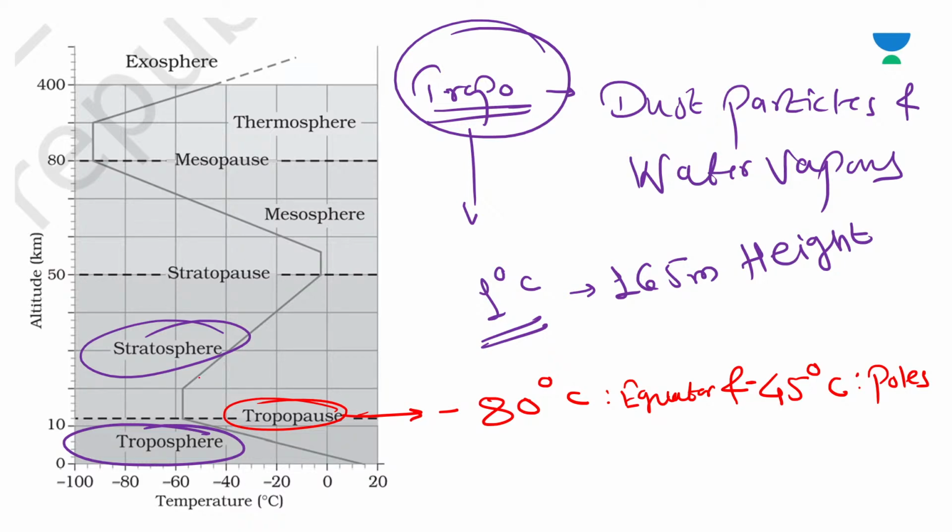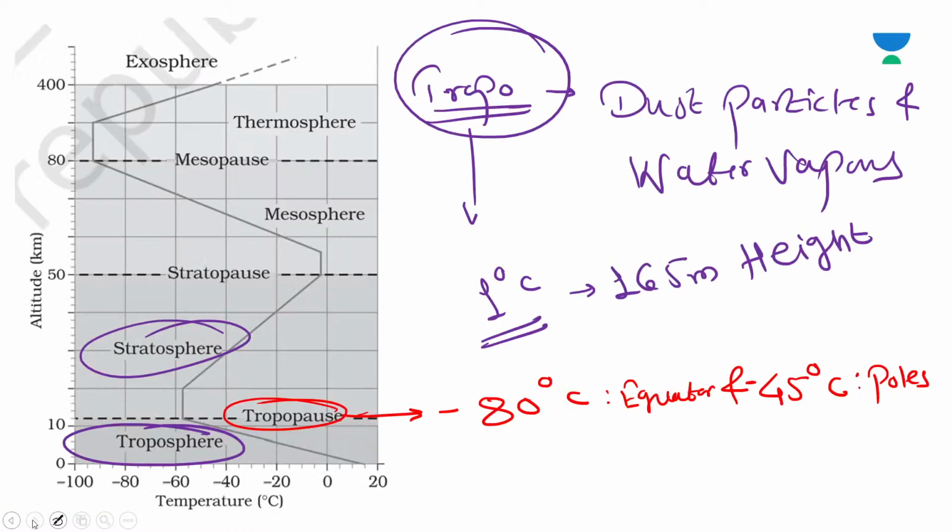So let's discuss the stratosphere, which is found above the tropopause and extends up to a height of 50 kilometers.